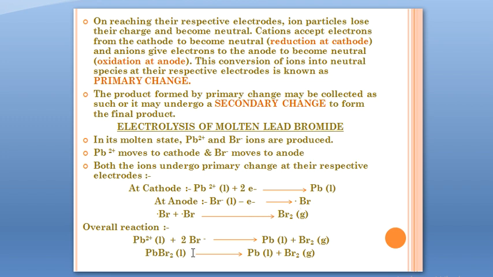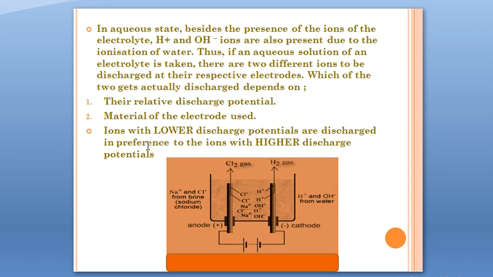So overall reaction can be written like this so that you can conclude जब आप lead bromide की molten state में electrolysis करते हैं तब products होते हैं lead in liquid state, in a melted state, and you get bromine gas, but only when you take lead bromide in molten state, right? What happens in aqueous state? Aqueous state का मतलब क्या है?